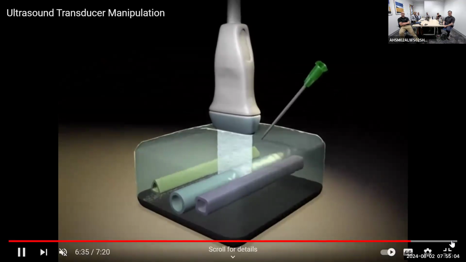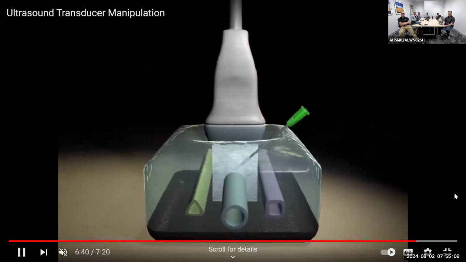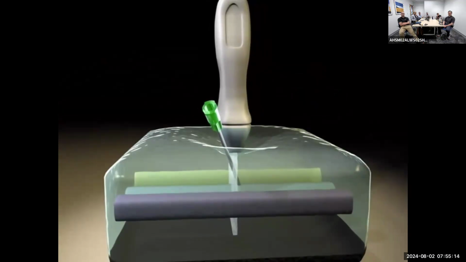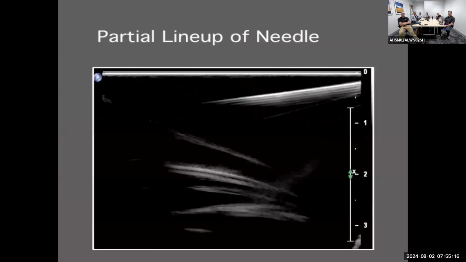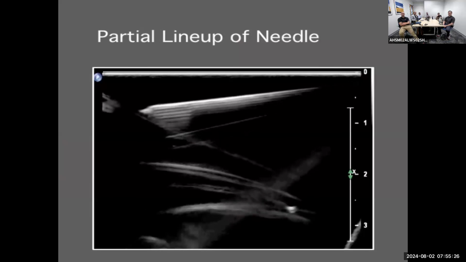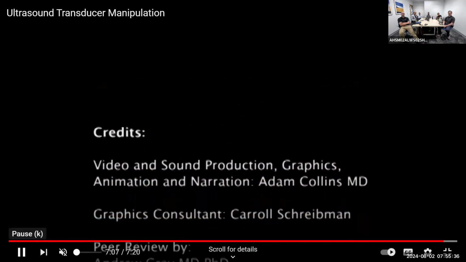They're just going to show a couple of things, so we'll get out of this. This is a good one to see. If you're out of plane, if you're not exactly in plane and the needle comes between short and long axis, it ends up looking like that. For joints, not a huge deal, but if you're doing fine needle work and you're off by a couple of millimeters, you could be going through the nerve when you're trying to hydrodissect it. So you really have to see that stair step appearance. So that's the video. I'll make sure you have all of this.